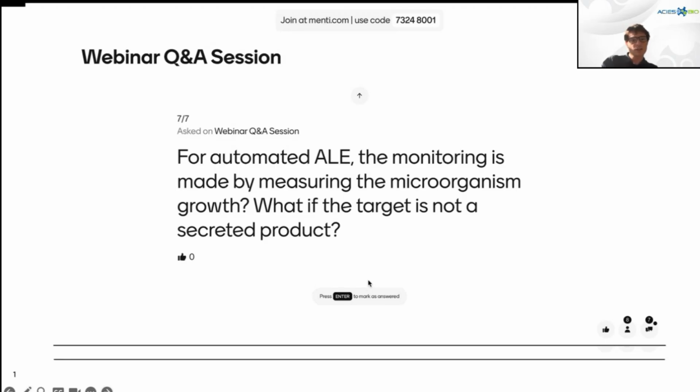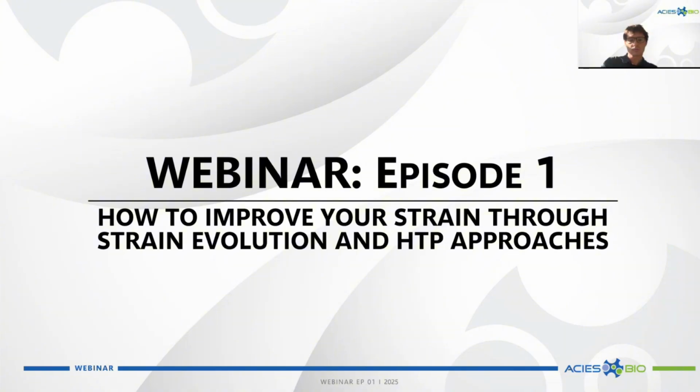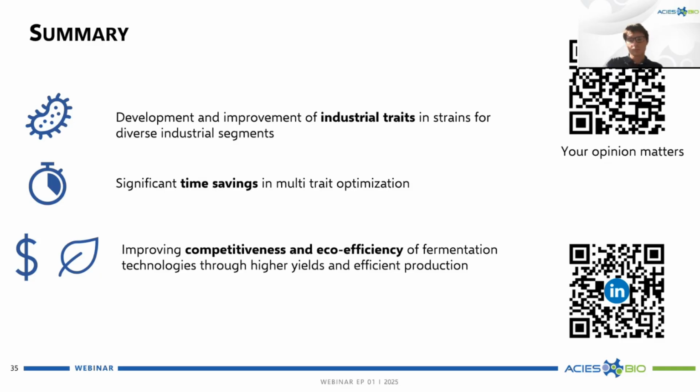For automated ALE, the monitoring is made by measuring the microorganism growth. What if the target is not a secreted product? Yeah, the conditions in ALE have to be set up in a way that you are screening for the right traits. Ideally, if the growth is coupled with the production, then you can also screen for the growth, or you have to have the conditions somehow stringent enough to not lose productivity. Maybe some inhibitors, or really short ALE rounds to not lose the productivity.